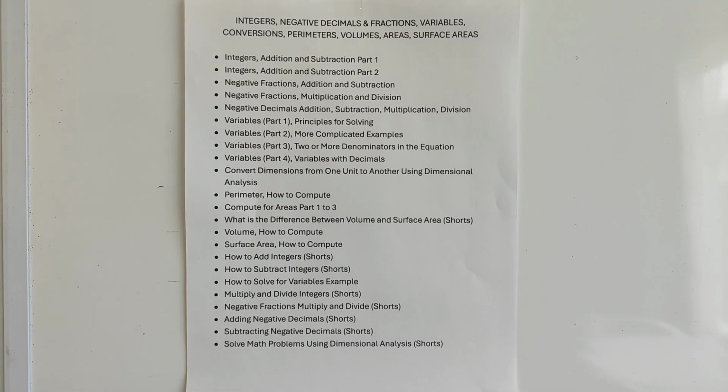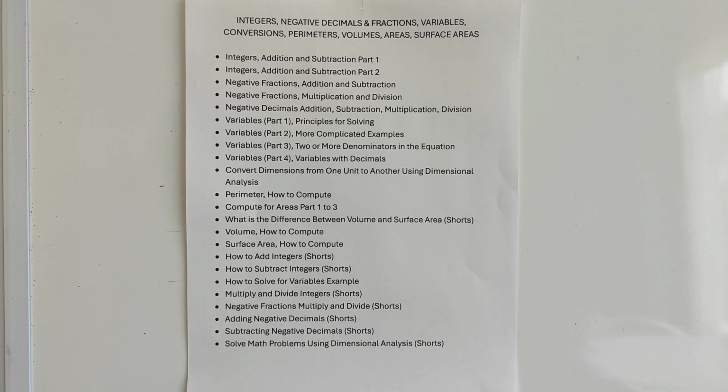The first 2 playlists that I have just recently discussed involved only positive numbers, positive fractions, and positive decimals. Now for this third playlist, it includes the negative parts. So it's about integers, which is the positive and negative numbers, and then negative and positive decimals, negative and positive fractions, variables, and then some conversions, perimeters, volumes, areas, and surface areas.